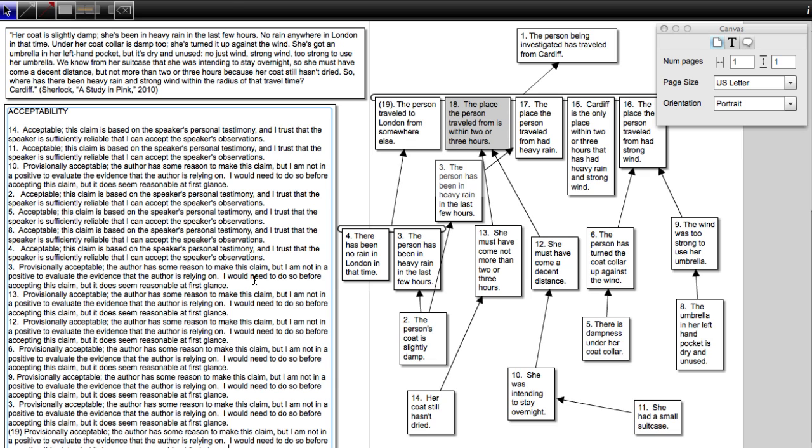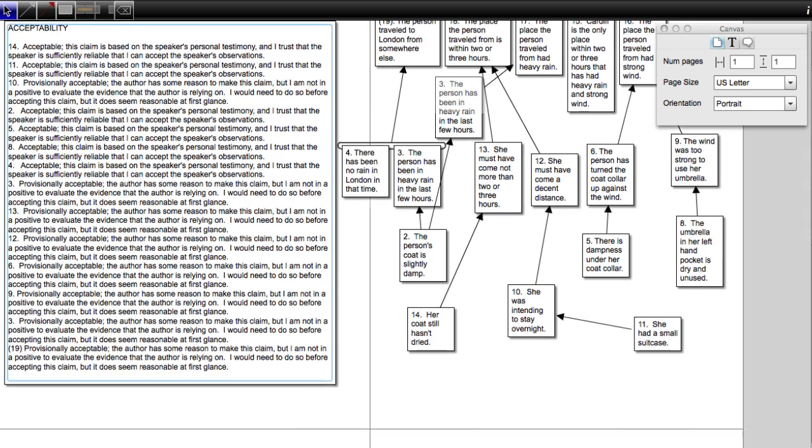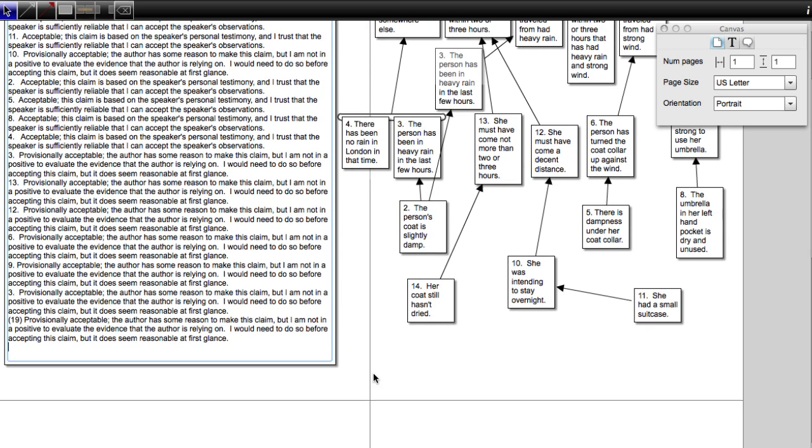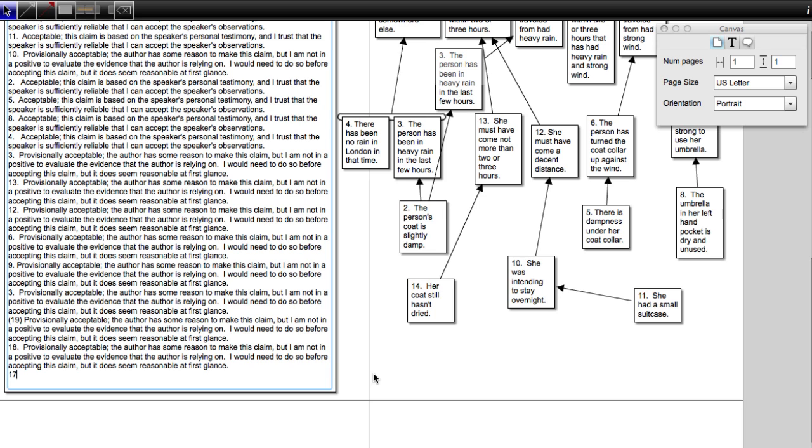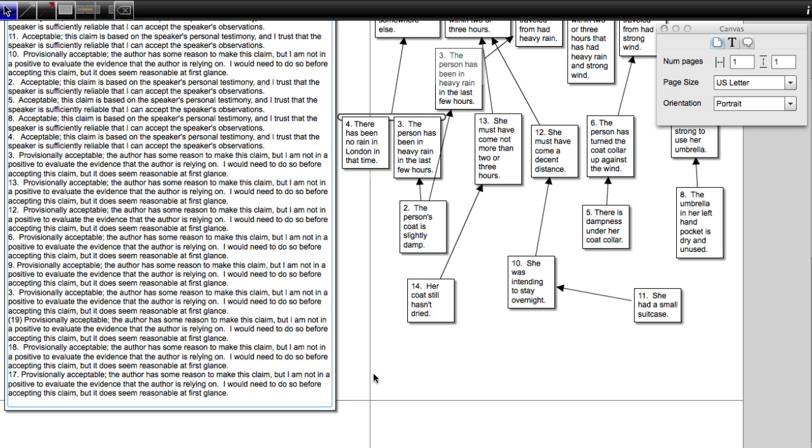And in fact, I notice if I go across here, look, 18 is going to be the same. 17 is going to be the same. 15 has no subarguments, so that might be a little different. 16 is going to be the same. So I'm going to have the same evaluations for 18, 17, and 16. Just going to scroll down a little bit here. 18, 17, and 16. That leaves me 15 to do.